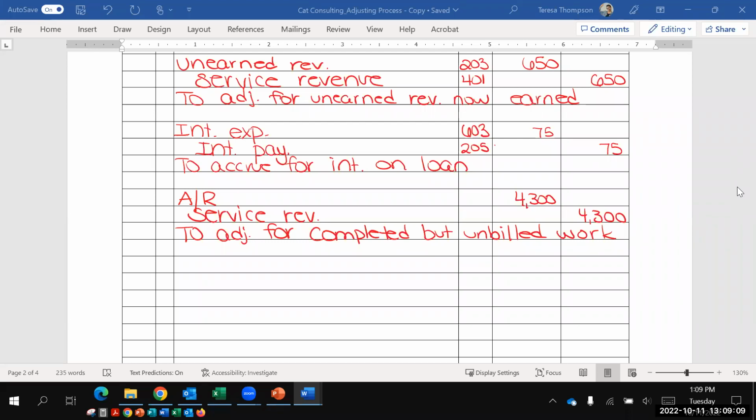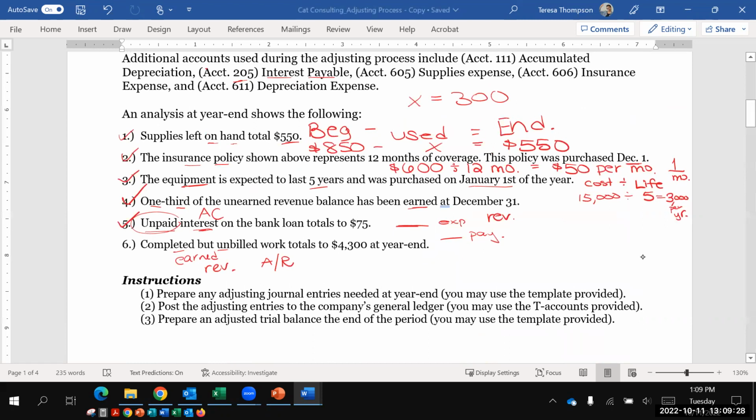All right, so let's post that last entry that we just moved. So we had 4,300 going to AR, which is account 104, and service revenue receiving the offset. Okay, so now you're all done with your adjusting journal entries. Woohoo! Okay, so we prepared them. We even posted them. So now we're going to prepare the adjusted trial balance.